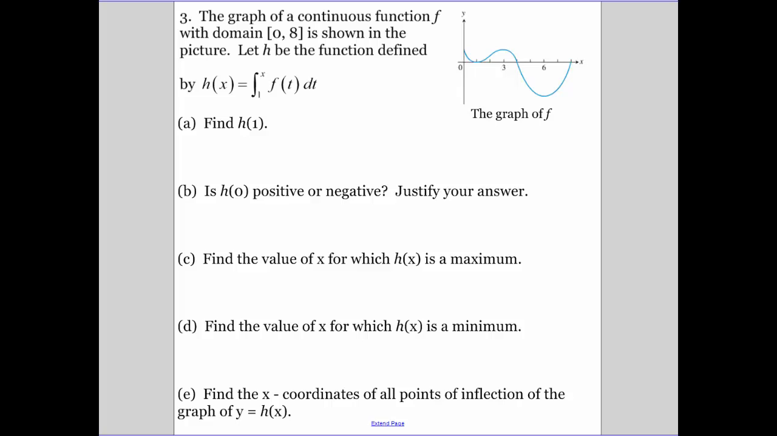Okay, our next example. And this is something of a challenging example, but it's one that you're going to find a lot on the AP. So we have a graph of a continuous function as shown here, from 0 to 8 on our domain, and I have a function, h of x, defined by the integral from 1 to x of f of t dt. We need to find h of 1. So h of 1, you plug in 1 wherever you see an x, 1 to 1 of f of t dt. Well, what's my area under the curve from 1 to 1? That's going to be equal to 0.